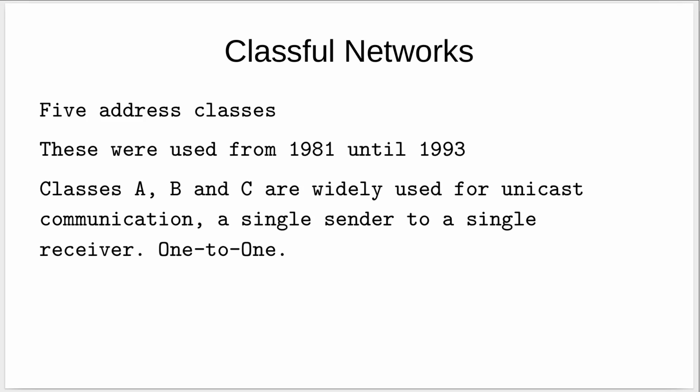Okay, so classes A, B and C, the original classes developed in RFC 791. These were widely used for unicast transmissions. Again, that is a single sender to a single receiver, or a one-to-one transmission.